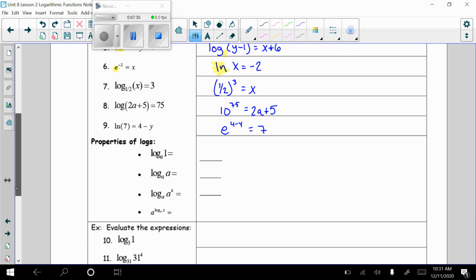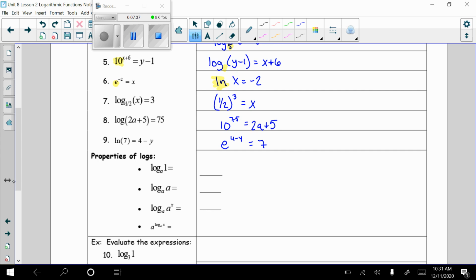Okay, so moving on. Some special properties of logs. If you have log base a of 1, that is always equal to, and we have to think about a to what power will equal 1, if a is any number. Anything to the 0 power is 1. So log base a of 1 is equal to 0. Remember, log is equal to an exponent.